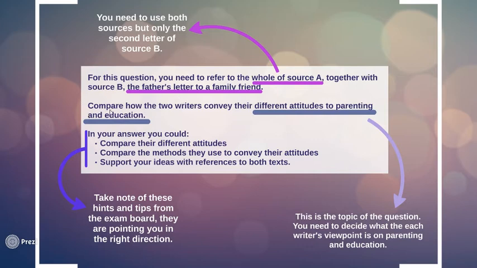I should probably have underlined compare. If we need a little recap, it is pointing out the similarities and all the differences. And then here comes our question topic: different attitudes to parenting and education. Again, a bit of an odd question, because it's almost like there's two topics within this. So in a second we'll see how you might break that down and deal with those separately. As always, whenever you see these bullet points attached to your question, do take note of them. The exam board are trying to be nice and give you some helpful hints and sort of steer you in the right direction.